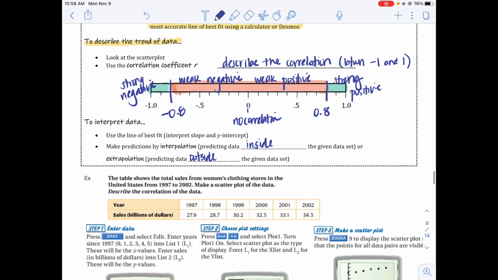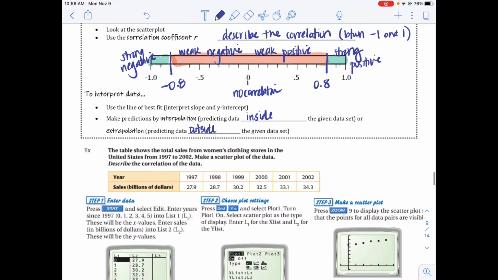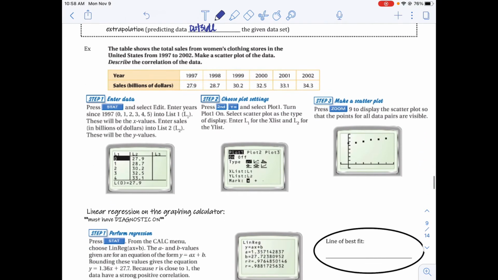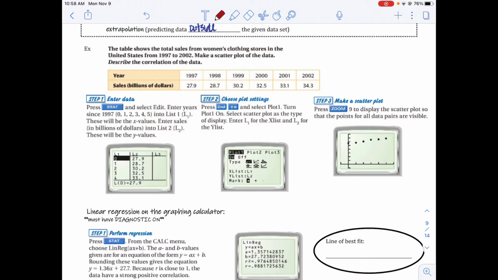So the table below shows the total sales from women's clothing stores in the United States from 1997 to 2002. Make a scatter plot of the data and describe the correlation of the data. So the first thing we're going to do is we're going to adjust our years. So whenever we give you a year, we're going to cross this off and make it year 0. 1998 is going to be year 1.